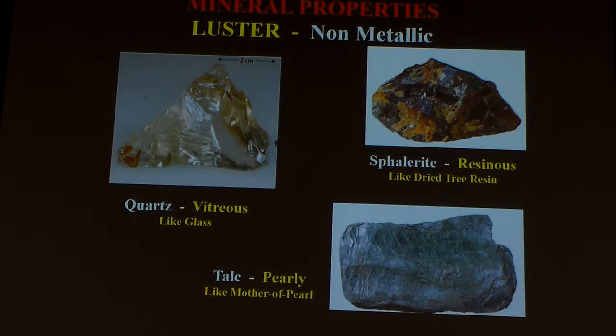This mineral called sphalerite has what's called a resinous luster. It looks like a blob of tree sap, which is basically what that word means. This one here has what we would call a pearly luster. So it looks like a pearl. The words are fairly descriptive of what they mean. Geologists aren't that imaginative. They basically use the word that describes what it is.